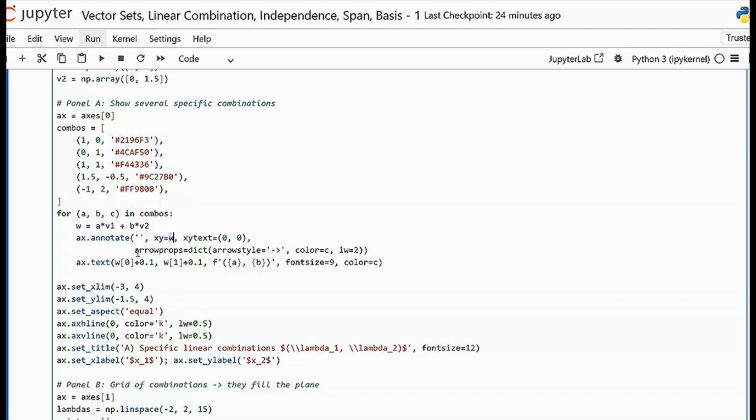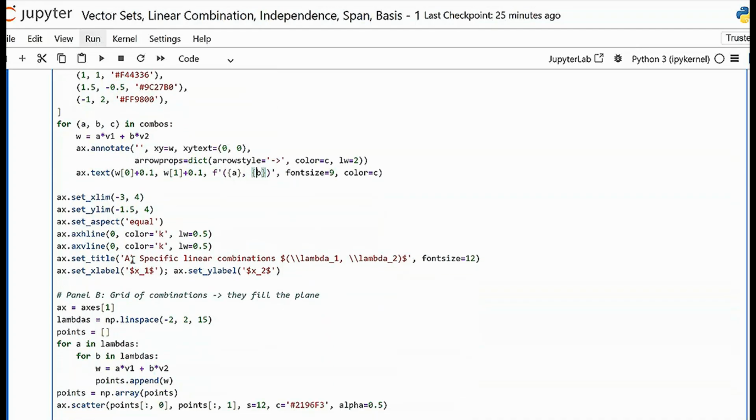And dear friends, kindly observe this code. It specifies the arrow style, and here we have an arrowhead with the assigned color, and the line thickness is specified as 2. It also labels each arrow with its coefficients, a comma b, slightly offset from the tip.